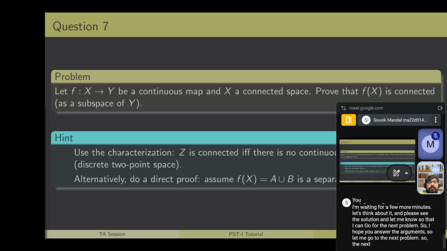So the next problem is a routine problem. If f is continuous and X is connected, then f of X is connected. I know there is a general theorem also, but it can be given as an exercise. So please think, take your time, and unmute yourself and explain the solution. It can be solved in two ways. One is the function method, going through plus minus zero method. Another is the usual definition. Please think and let me know.